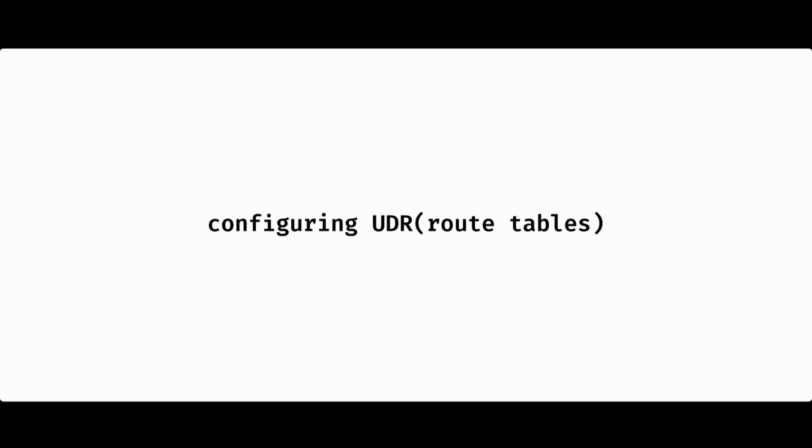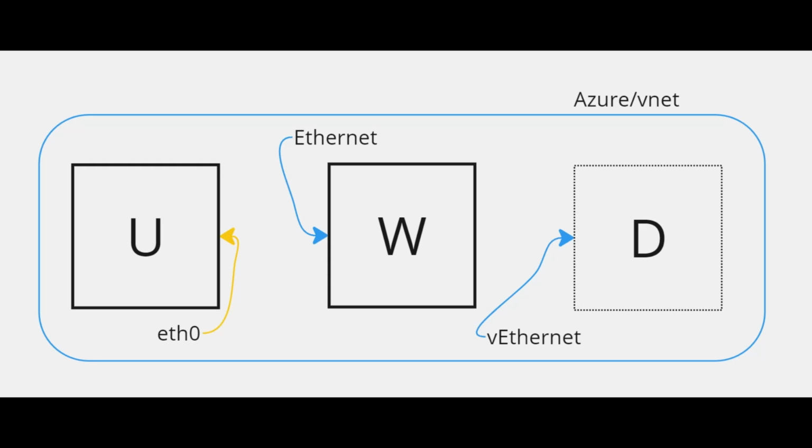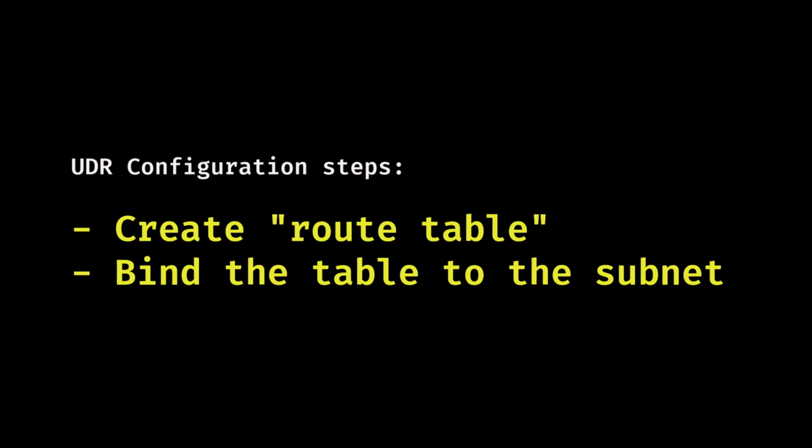Let's start with UDR. This is important because without this configuration, ICMP packets trying to get to the Docker container won't make it to the Windows host. Instead, they'll get lost somewhere in the VNet. Here's how you can define UDR in 2 easy steps.